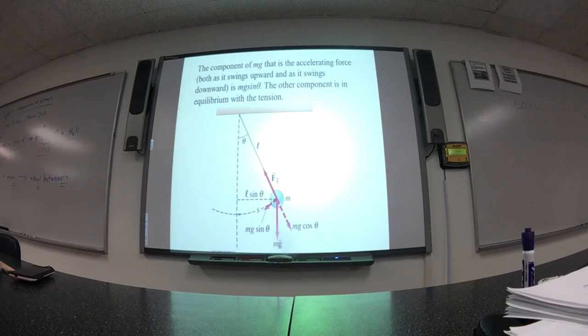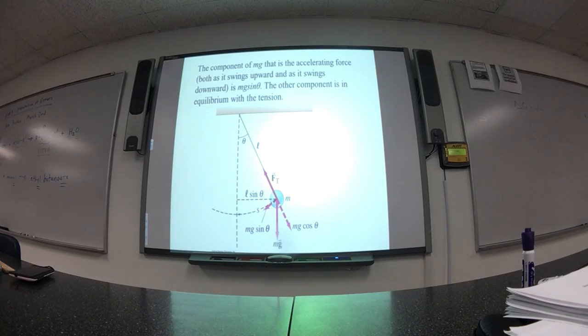Everybody sees that? If I break apart this gravity vector, just like we did with the ramp by rotating our coordinate system a little bit, what we'll see is that the y component of gravity, mg cosine theta, cancels out with my tension force. That makes sense because my bob doesn't fling outwards, right? That tension force is what's keeping the bob in that centripetal motion.